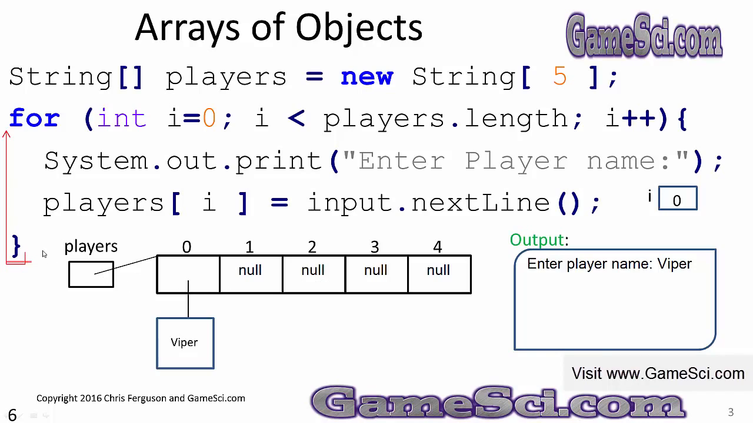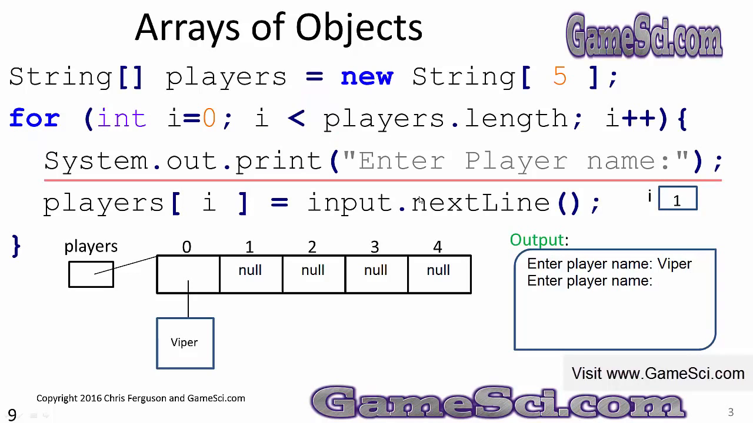How does a for loop work? When we hit the end of the for loop, it will spin back up here to the for statement. The first thing it'll do when it gets back to the for statement is execute the i++. The i++ will change the value of i to 1 and then test the condition again. 1 less than 5 is a true statement. As a true statement, we are going to enter the for loop again and ask the user to enter a player name.